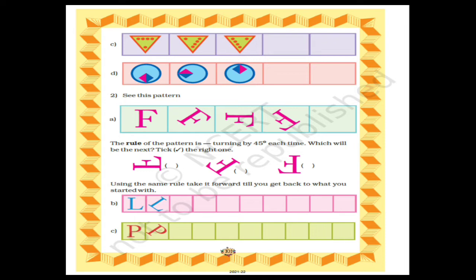So carefully try to observe the pattern. In the first figure, you can see that 4 dots are on the top and 1 dot at bottom. Similarly, in the second picture, the 4 dots are on the right hand side and 1 dot is on the left hand side. And in the third one, the 4 dots are on left hand side and 1 is on right hand side. So now you have to continue the pattern.